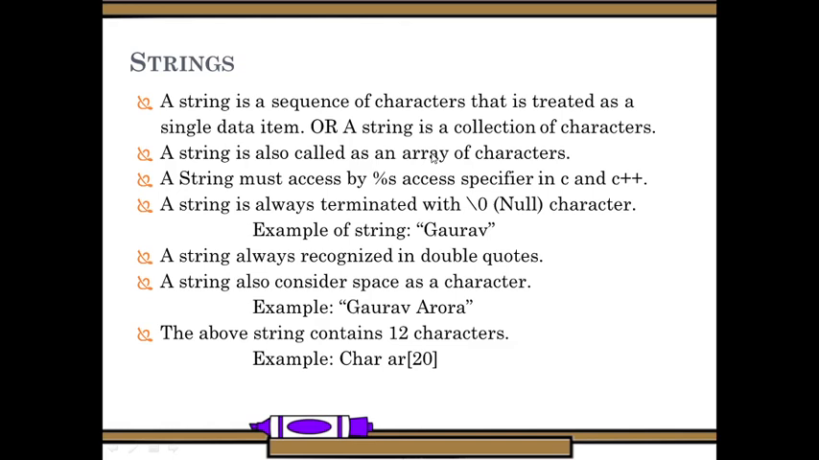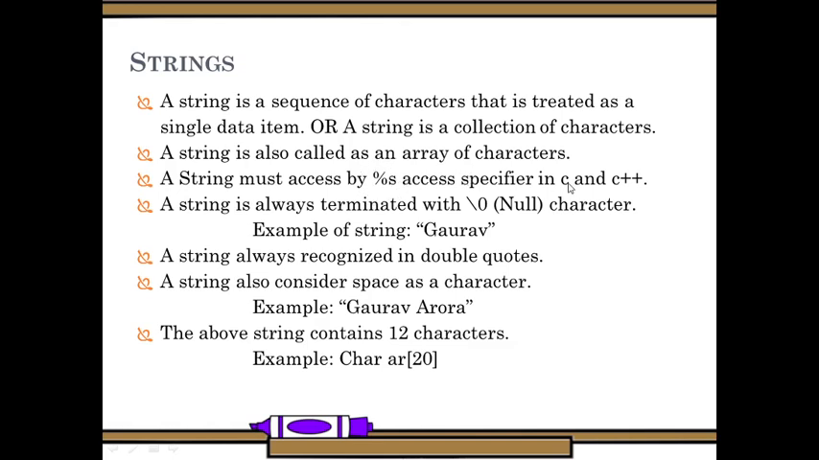An array is nothing but a set of homogeneous characters. Here, why are we calling it an array of characters? Each element is a character, so it is a character set, and that's why we may call it an array of characters. A string must be accessed by the access specifier percent s, whereas for integer it is percent d, for float percent f, and for character percent c. Similarly for string we use percent s.